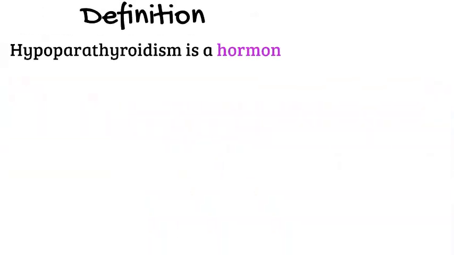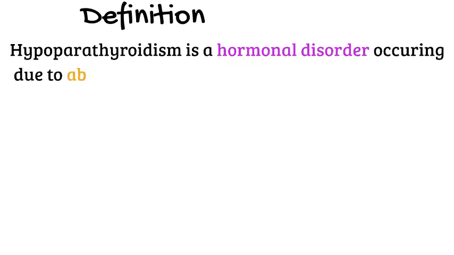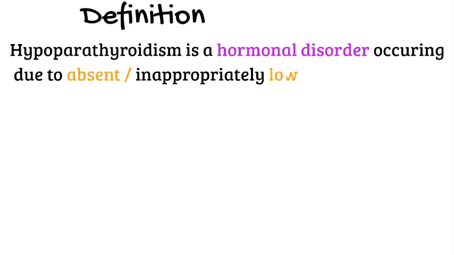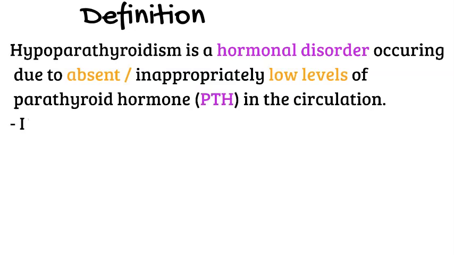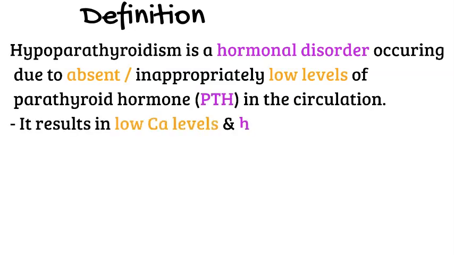Definition: hypoparathyroidism is a hormonal disorder occurring due to absent or inappropriately low levels of parathyroid hormone (PTH) in the circulation. It results in low calcium levels and high phosphate levels.